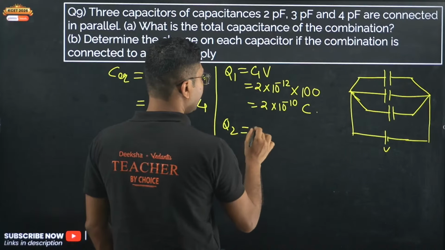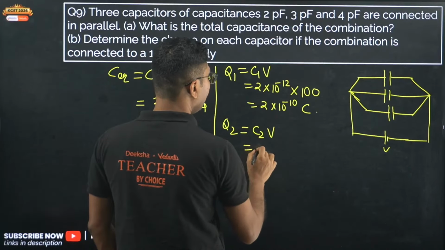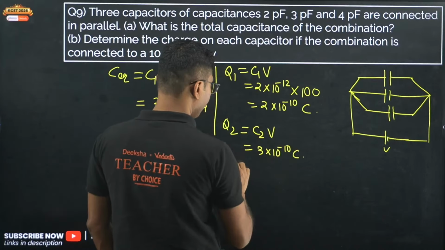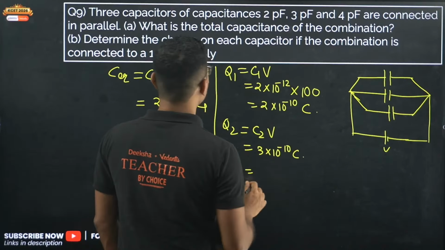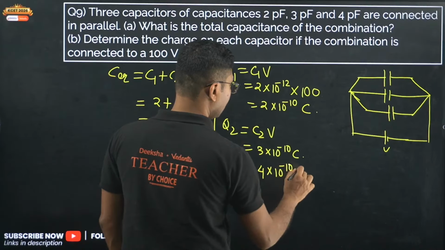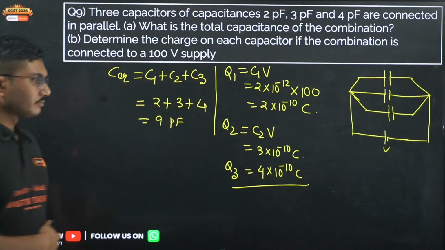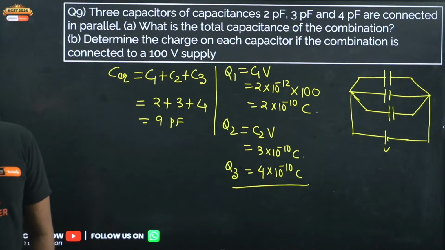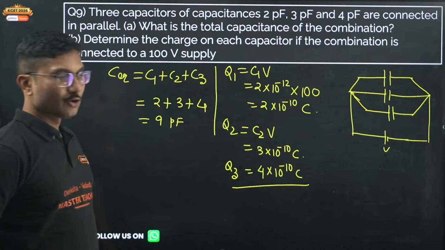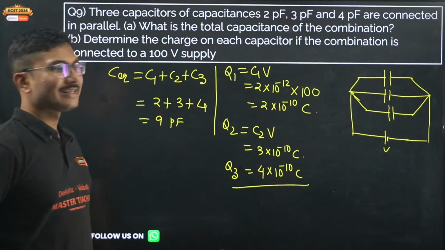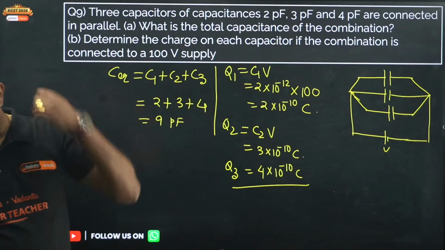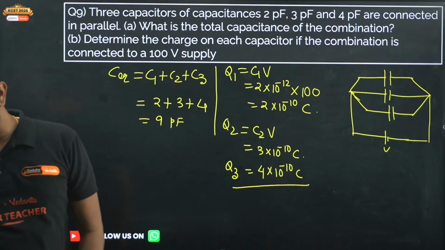Q2 will be C2 into V, which will be 3 into 10 to the power of minus 10 coulomb, and Q3 will be 4 into 10 to the power of minus 10 coulomb. Clear? 200, 300, 400 picocoulomb. If you are mentioning 200, 300, 400, you have to mention the unit, picocoulomb, not coulomb.